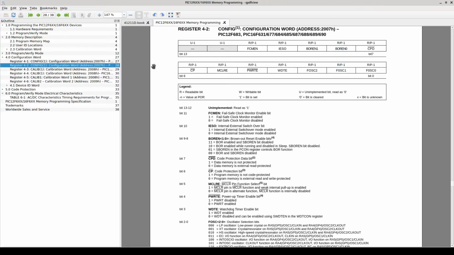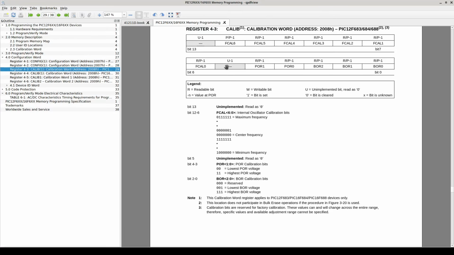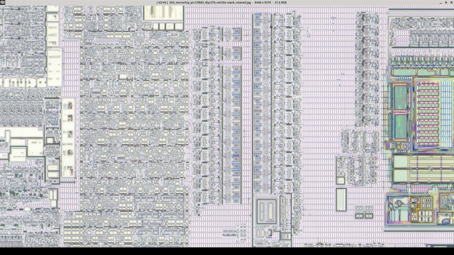And what's interesting is looking at the data sheet, the configuration word is 12 bits long. It's part of a 14-bit address space that's also used for programming the instruction flash, but the top 2 bits are unimplemented. So it makes sense that if we see a column of 12 configuration bits, that's probably this register. But looking to the right, the calibration word is also only 12 bits, and we see 13 fuses in the other column. There's 2 possibilities here.